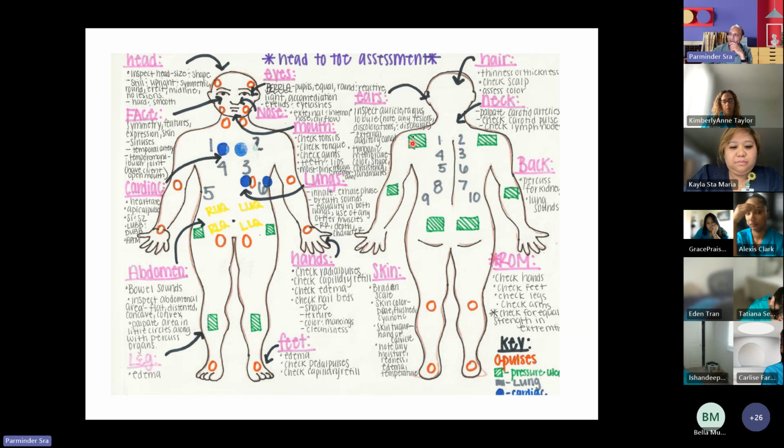And then these are your pressure points, and these are your pulses. So I just wanted to share, maybe kind of helpful. Maybe you can print it out and learn about it before you go to your clinicals.